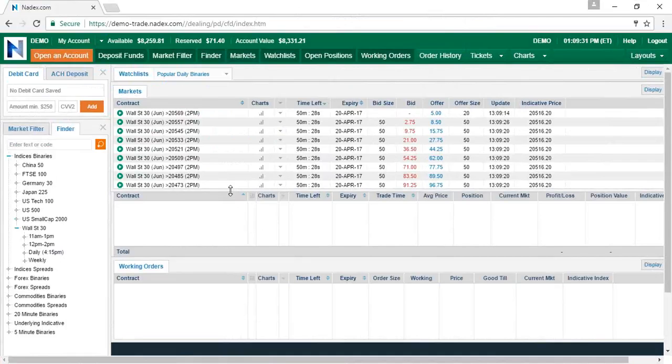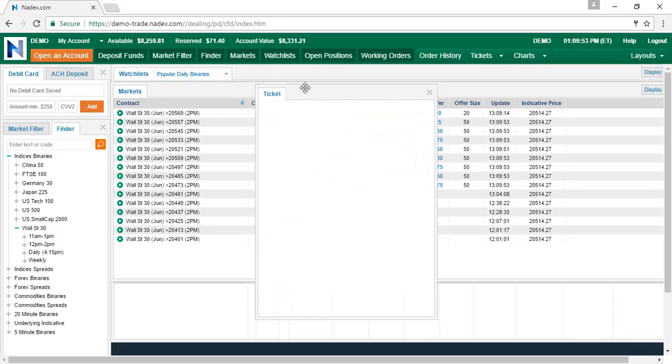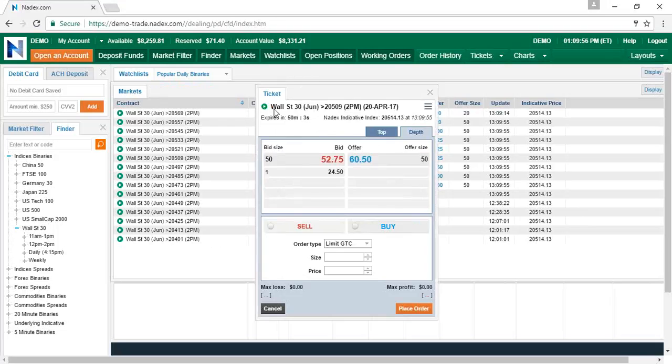If you're here on the Nadex platform, as an example right now, I have up the Wall Street 30, which is the Dow. These are the 2 p.m. expirations, okay? And each one of these strike prices right here is a different binary contract. And all a binary contract is, is simply a statement. If I click this one right here, the statement says the Wall Street 30 will expire greater than 20,509 at 2 p.m. today. That's just a statement.